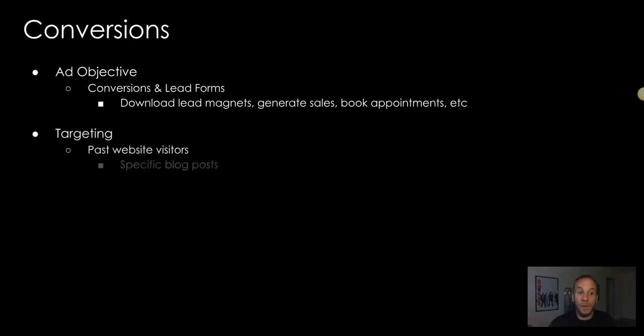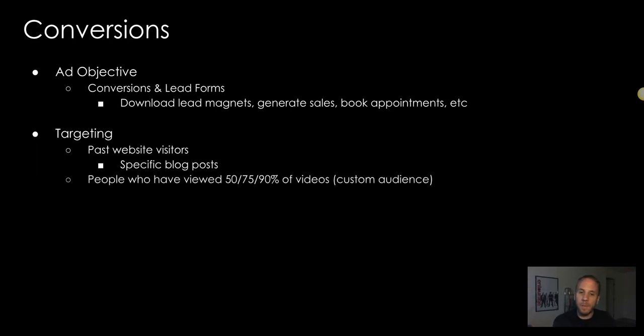So targeting here is going to be past website visitors, maybe specific blog posts. Maybe you are a real estate agent and you have blog posts that talk about selling. You have 5 blog posts about selling a home and how to increase the value and curb appeal and things like that. And you can create a custom audience of people who read those 4 or 5 blog posts. And then you would want to show them a lead magnet or something, book an appointment about selling their home. They're obviously interested if they read a blog post or 2 blog posts or 3 or 4 or 5.